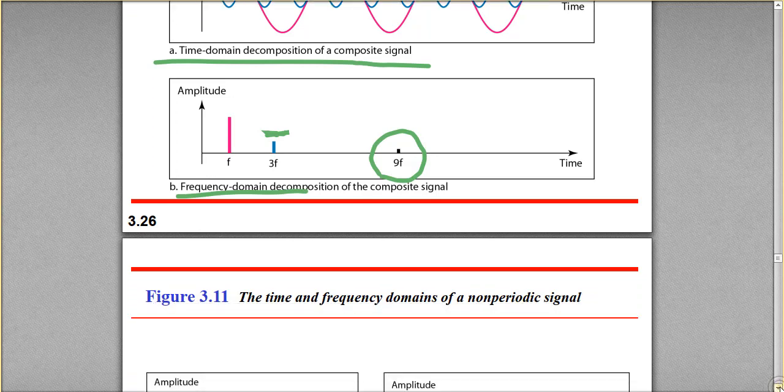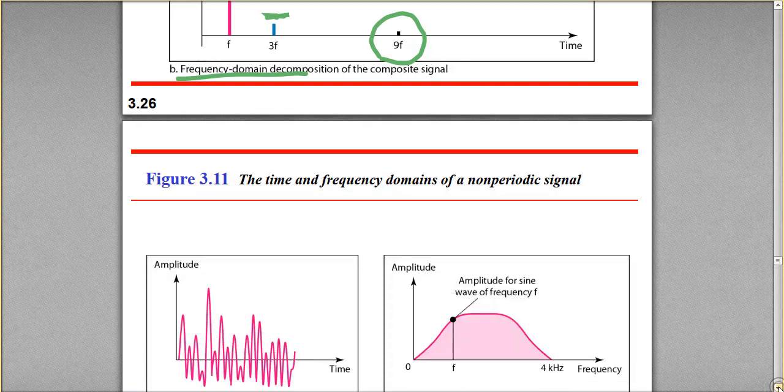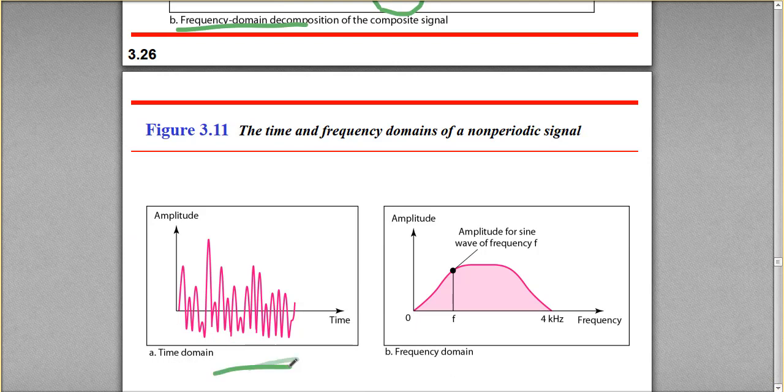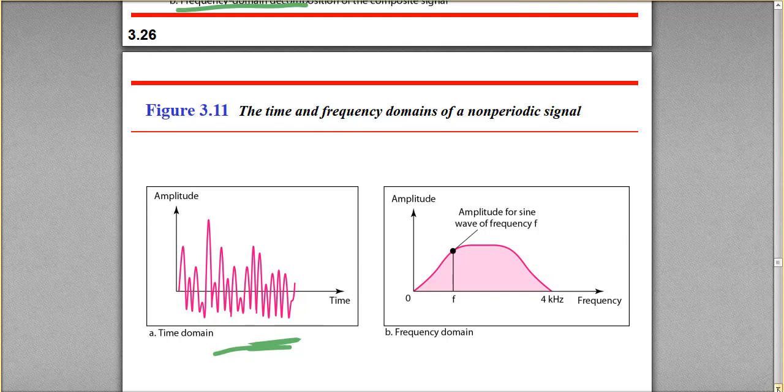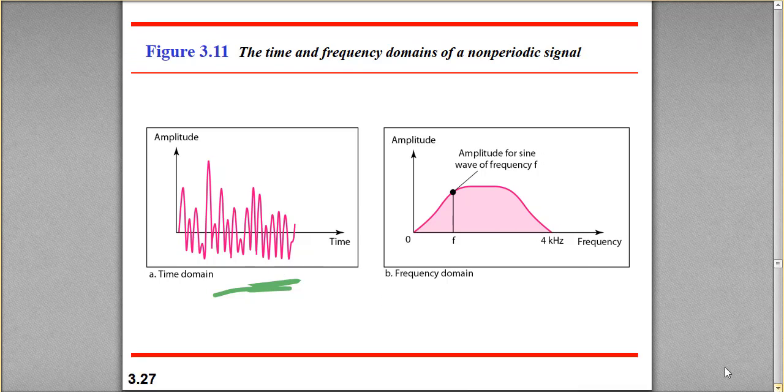In the case of a non-periodic composite signal such as this signal shown here, which has been obtained using a microphone or a telephone, the component sine waves in time domain are infinite in number, each providing some small contribution to the overall composite signal's amplitude. In a similar fashion, in the frequency domain, the component sine waves are also infinite in number, but in this case they all lie within a range of 0 to 4 kHz.